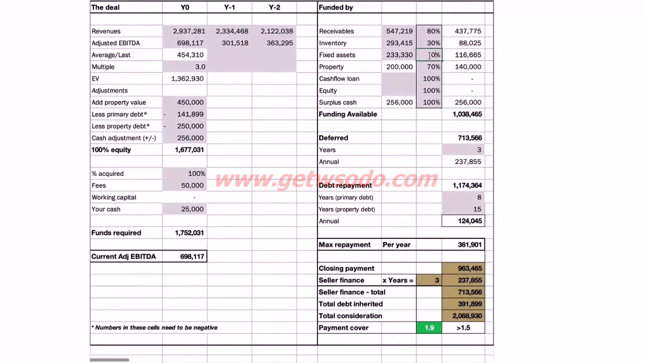And then I've got that good old surplus cash, which though I'm paying for it in the valuation, I'm also using it to co-fund the deal. So I'm going to be able to raise just over $1 million of financing from this business to buy it.